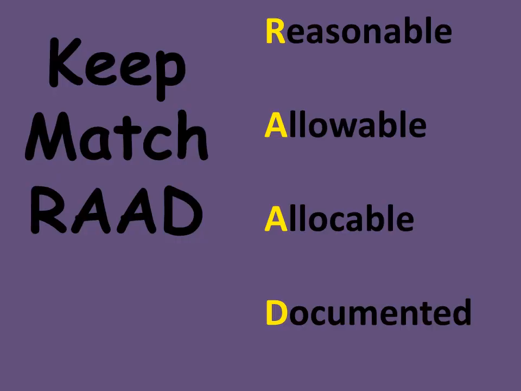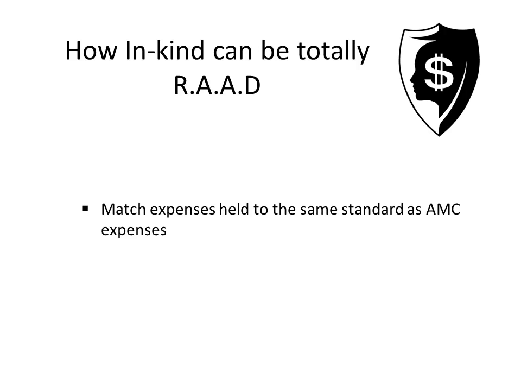So let's look at RAD now. As we have said repeatedly, a match is treated the same way we treat expense. Your match sources and your match expenses have to be reasonable, allowable, allocable, and documented. So costs incurred as match for the program's operation have the same restrictions and regulations as costs that will be reimbursed through your AmeriCorps grant. Next, we will go over how to keep your match RAD, how to document and track match sources so that you are able to mitigate risk and maximize the impact of the AmeriCorps grant.